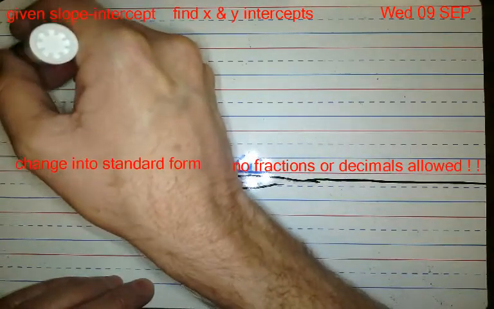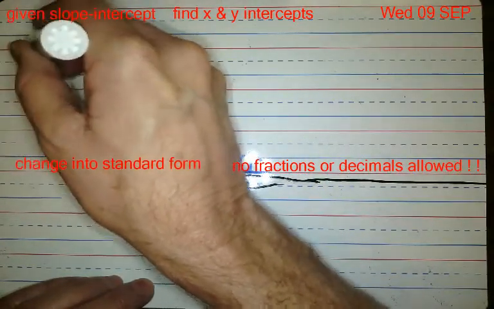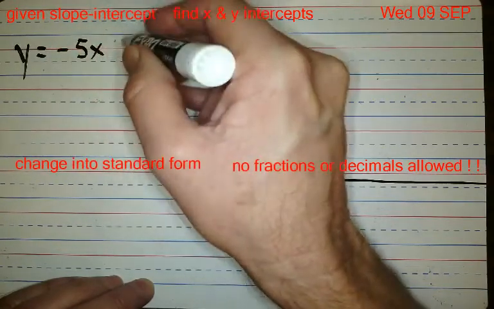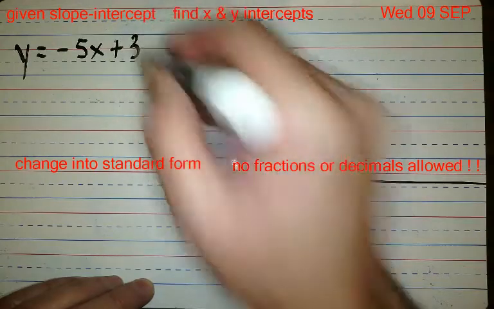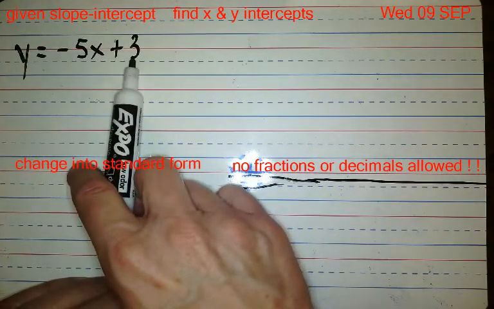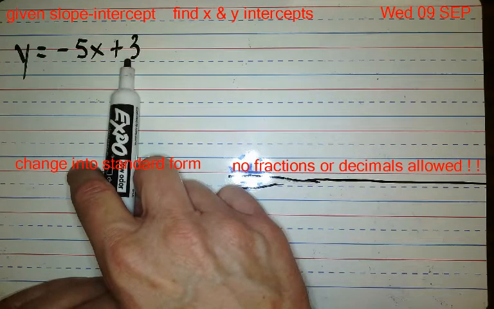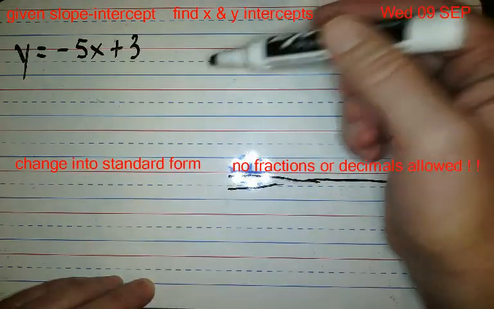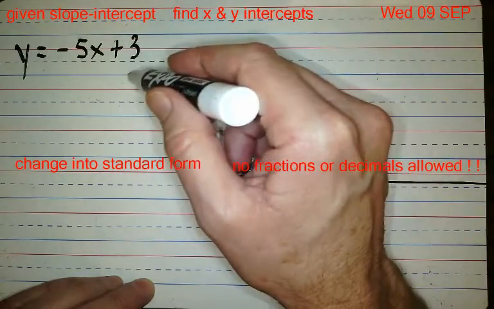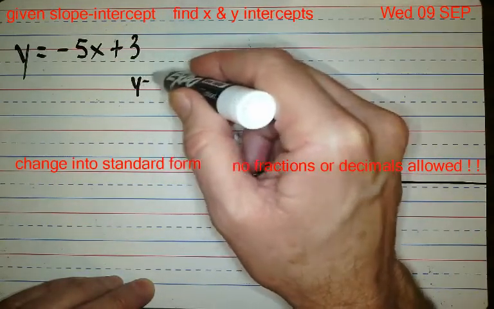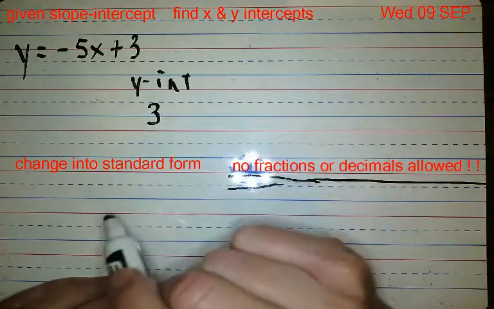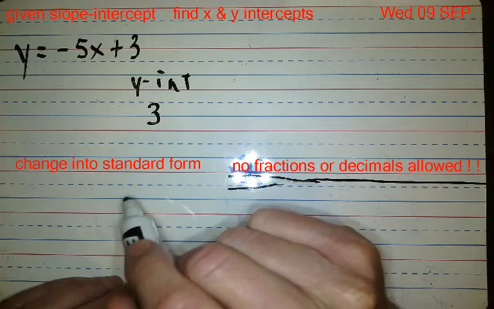So we're going to start off with something that doesn't have fractions in the first place. How about y equals negative 5x plus 3. Okay. We know the slope is negative 5, and we know that 3 is the y-intercept. So whenever I say find the x-intercept and the y-intercept, we already know the y-intercept. Bada bing, bada boom. We're done. The y-intercept is 3. Right?